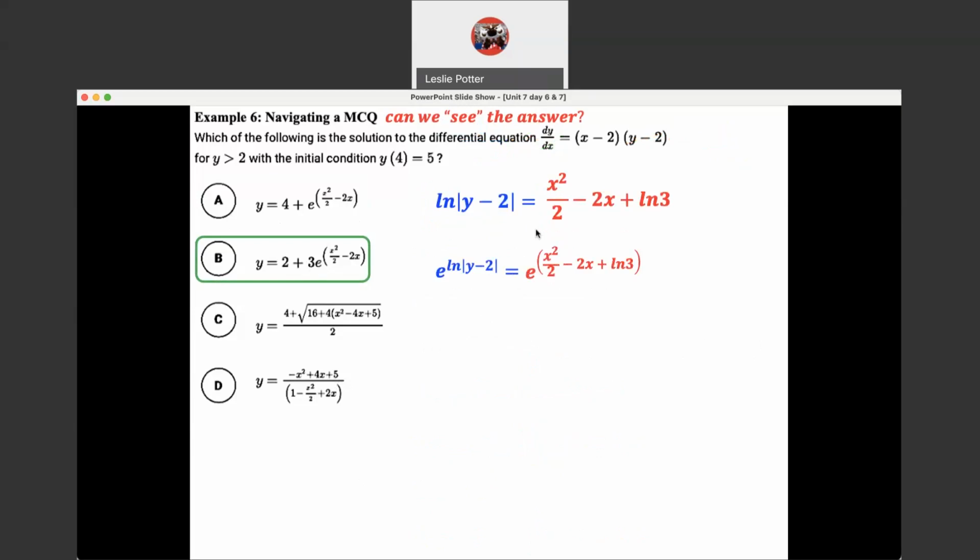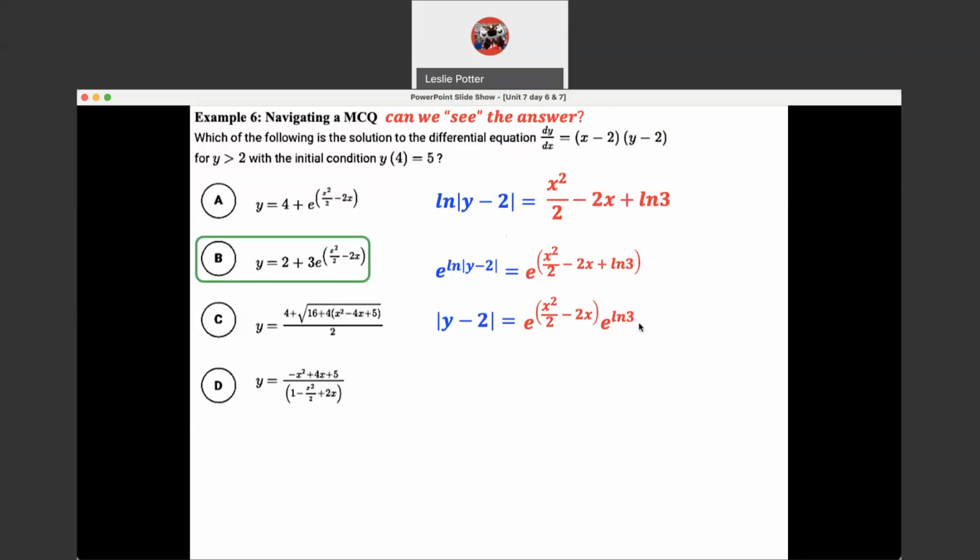All I'm doing is putting brackets around this whole thing and calling it an exponent. The left-hand side is just going to be y minus 2. This is where I'm going to do that thing I mentioned in the last example. I'm going to separate this. I'm going to take everything that has a variable and keep it together as an exponent. And then I'm going to go times e to the natural log of 3.